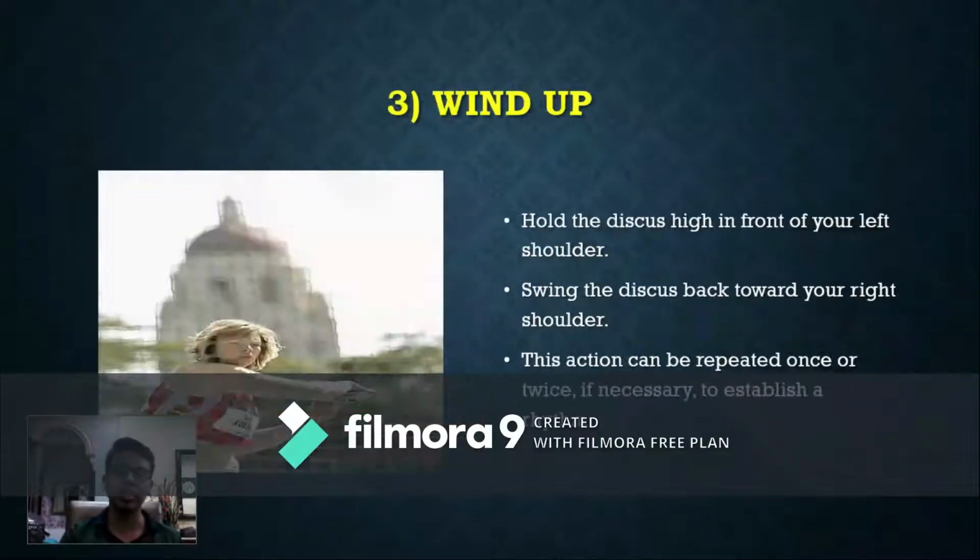And step 3. Wind up. Hold the discus high in front of your left shoulder. Swing the discus back toward your right shoulder. This section can be repeated once or twice if necessary to establish a rhythm.